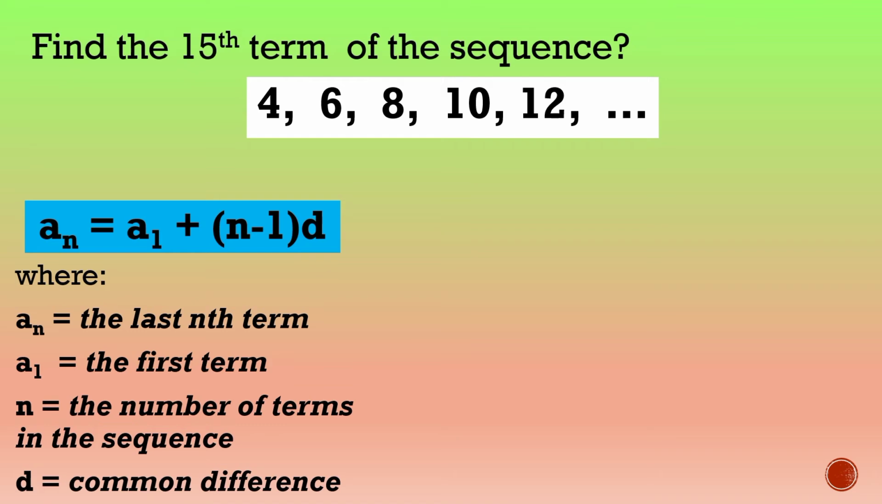So, in the formula, a sub n is the last nth term. A sub 1 is the first term of the given sequence. N is the number of terms in the sequence. And D is the common difference. Nakilala na natin si D kanina. So, familiar na tayo kay D kung paano siya kunin.